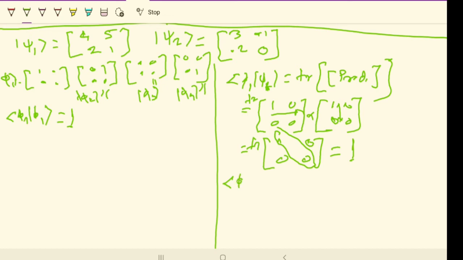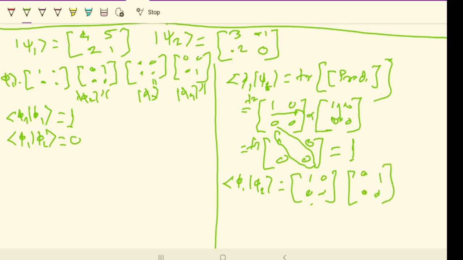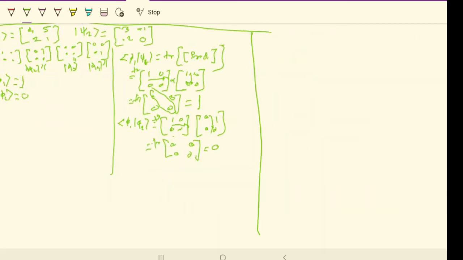Phi1 with phi1, and I also need the inner product of phi1 with phi2 or any other vector is 0. So phi1 with phi2 will be equal to 1 0 0 0, inner product with, this is the complex adjoint of phi1, 0 1 0 0. So this will give me 0 plus 0, 0, 0, which is equal to 0, trace of. Right? This is one way of doing it.